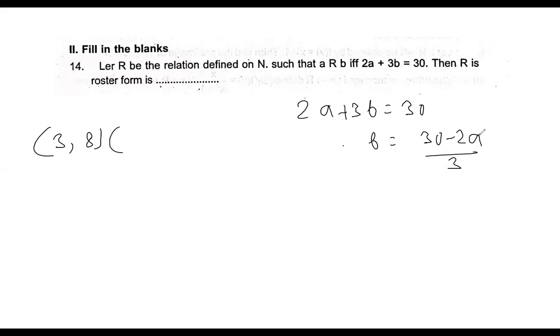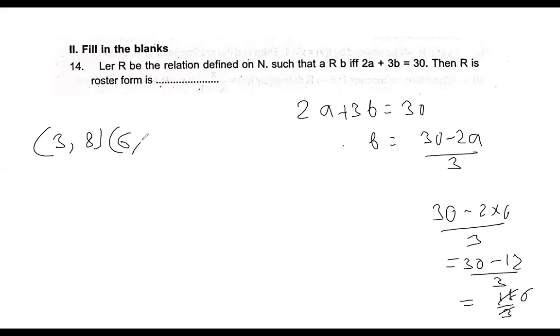Now if I take 4, again it's not divisible, because if you place 4, this is 30 minus 8, which is 22, not divisible by 3. A and b must both belong to natural numbers, not just a. So we can place 6 here. 2 into 6 is 12, 30 minus 12 is 18, and divided by 3, that is 6. So it's 6 comma 6.